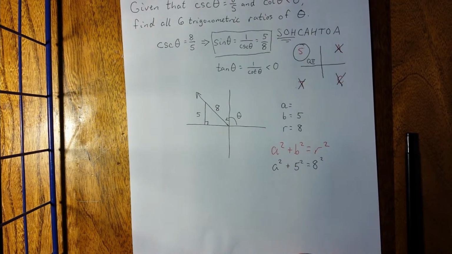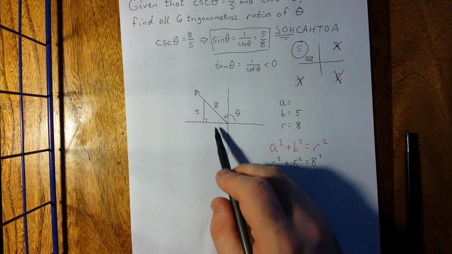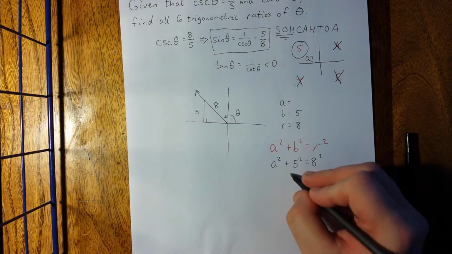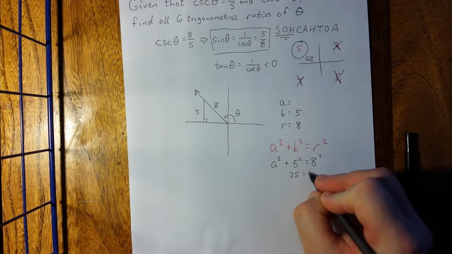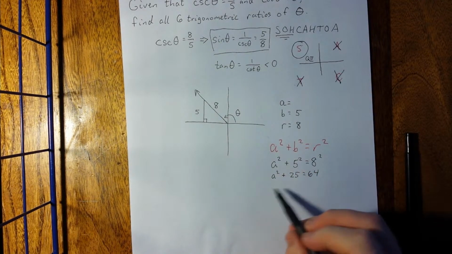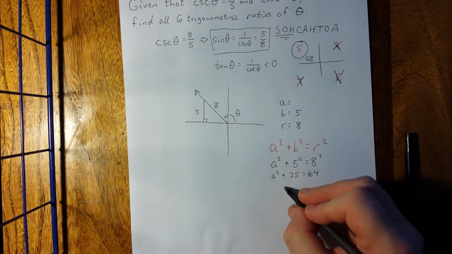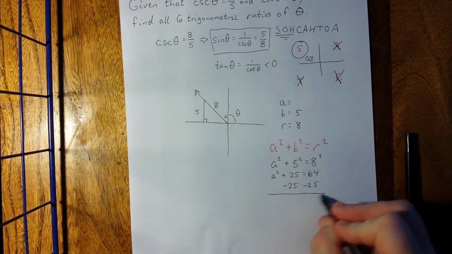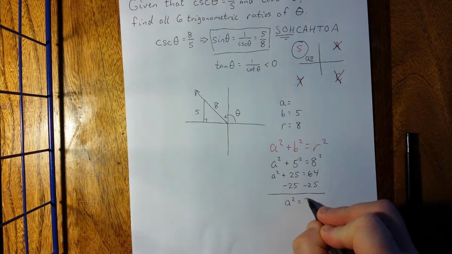So something to keep in mind is that we are in quadrant 2, and the x-coordinate is negative in quadrant 2. So when we solve for a, we're going to have the option of doing the positive square root or doing the negative square root. When that happens, we're going to take the negative square root. Solving for a squared, we're going to subtract 25 from both sides. We get a squared is equal to 39.